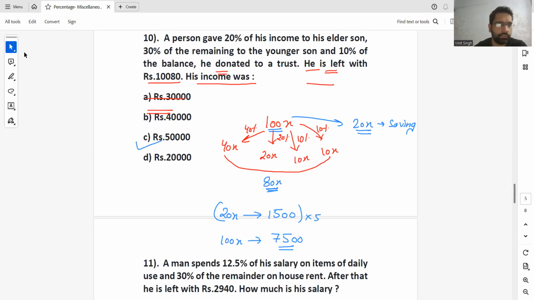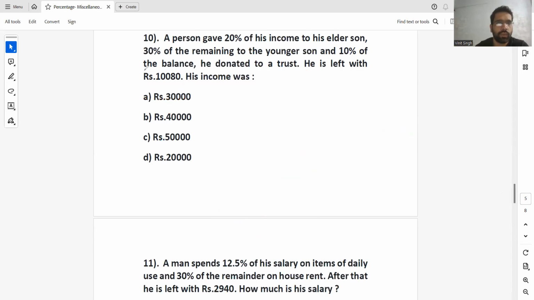Question number 10. A person gave 20% of his income to his elder son, 30% of the remaining to the younger son, and 10% of the balance he donated to a trust. He is left with 10,080. Find his income. Again, we will take the income as 100x.